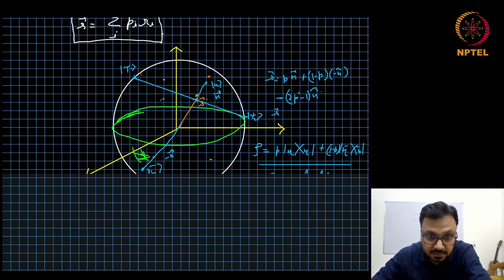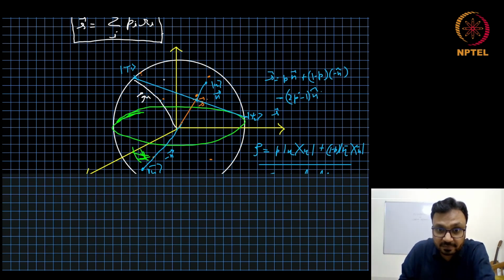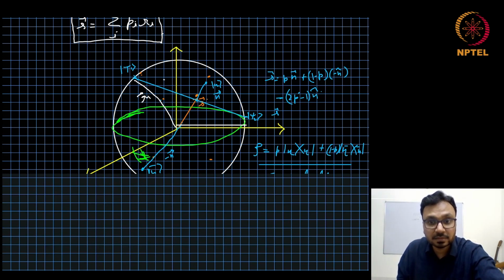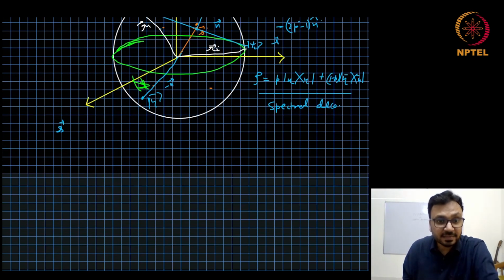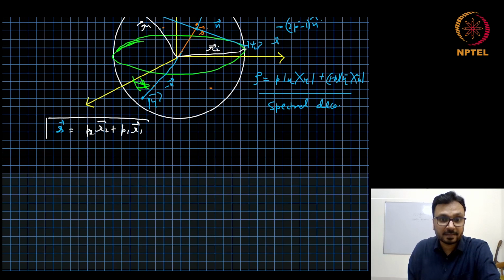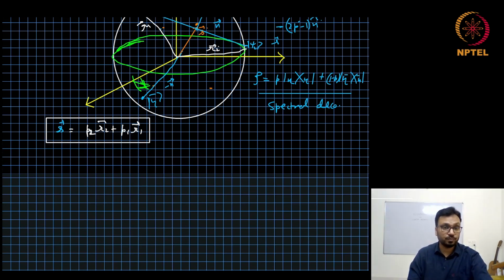So this psi 1 I'm representing by the R1 Bloch vector, and psi 2 by the R2 Bloch vector. Then S can be written as some probability P1 times R1 and P2 times R2, because S falls on a line joining R1 and R2.